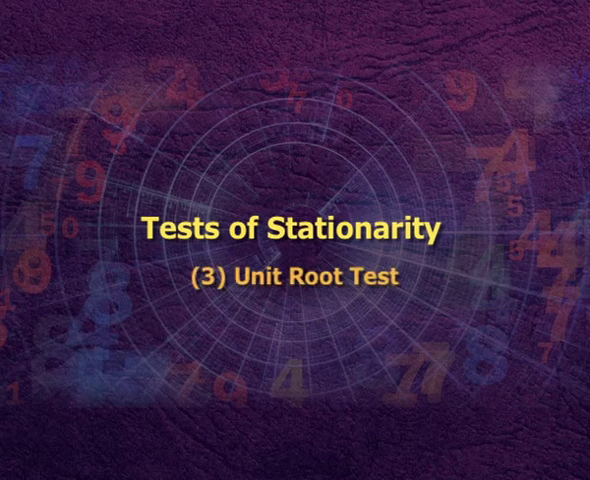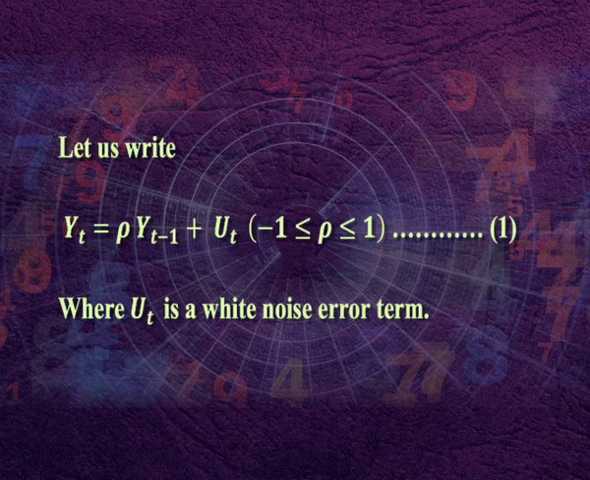Number 3, unit root test. The unit root test, denoted by URT, is widely popular for its applications. Let us write Yt equal to rho Yt minus 1 plus Ut, where rho lies between minus 1 and 1. We denote it as equation number 1, where Ut is a white noise error term.